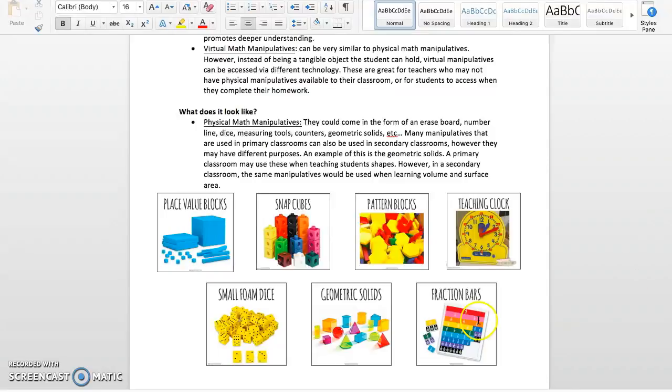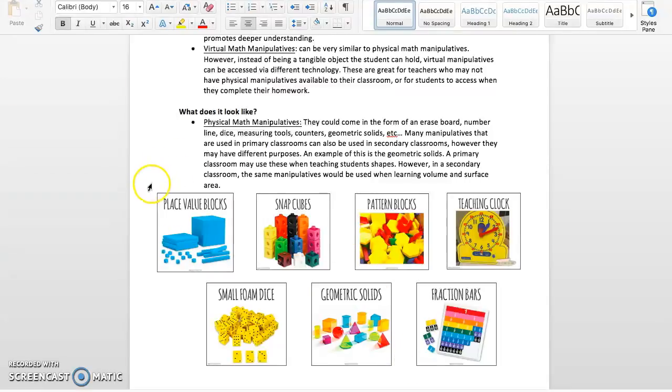So an example of this would be the geometric solids shown right here. These could be used in a primary classroom to teach the students different shapes. However, if it was used in a secondary classroom, it would be used to teach the students about surface area, volume, and other topics around that.